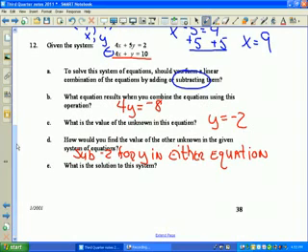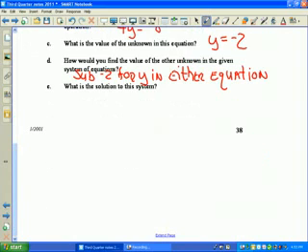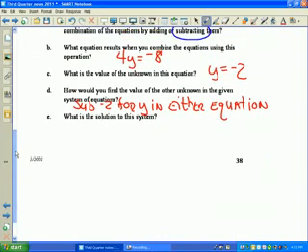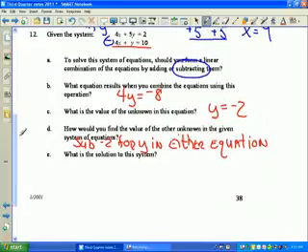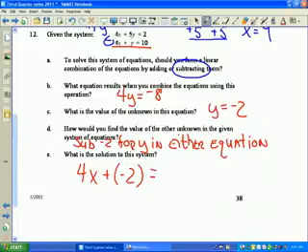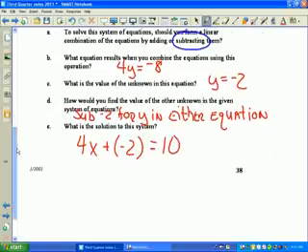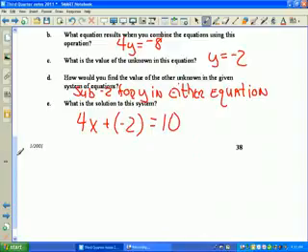Okay, so let's go ahead and do that. Let's pick one of those two equations we want to use. We used the top one before, so let's use the bottom. So we have 4x plus, and what's going in there is a negative 2, equals 10. Since we have a plus a negative 2, that's basically 4x minus 2 equals 10.